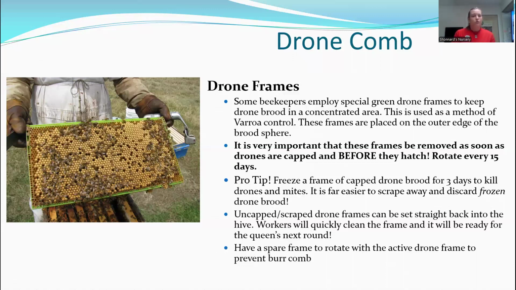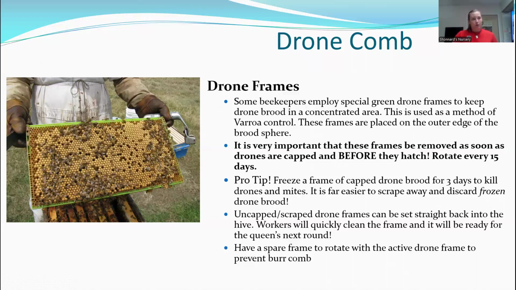So when you're putting your drone frame in, you want it to be to the outer side of the brood sphere on either side. Would you do just one or two? I only use one drone comb. You can probably use two, that's fine as well. Just make sure you're really keeping up on removing that frame, getting rid of all the drone, and then replacing it. You're really only going to be using this as a spring method.